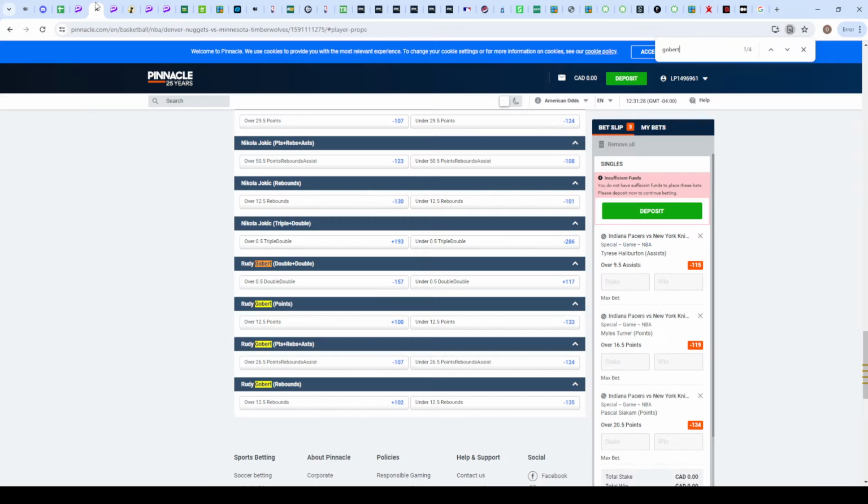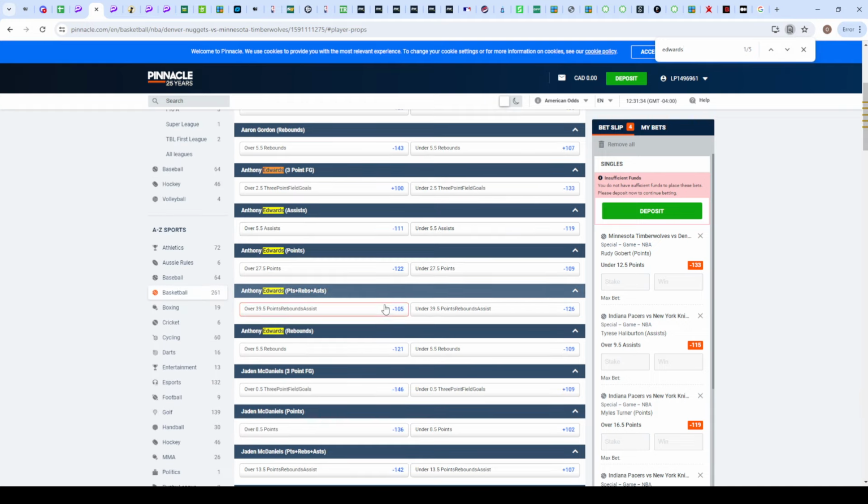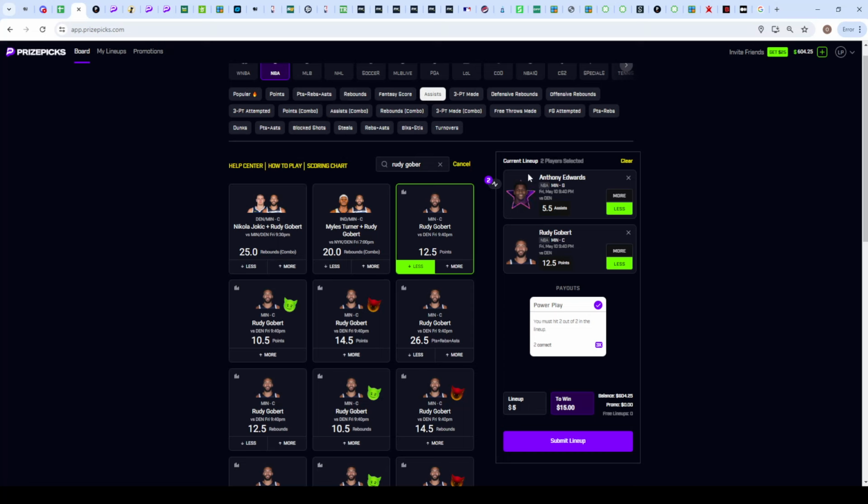If you go over to Pinnacle, you'll see some very nice juice towards the under on Rudy Gobert points here, all the way up at minus 133. And then Edwards has slight juice towards the under at 5.5 assists at minus 119. So good juice on both these guys' unders. And of course, Rudy Gobert gets a lot of assisted points.